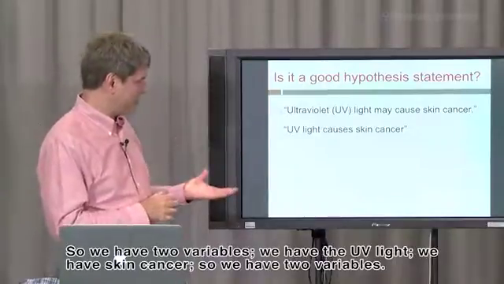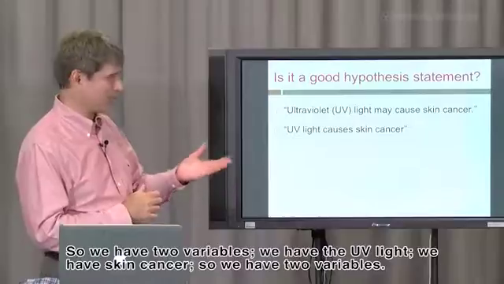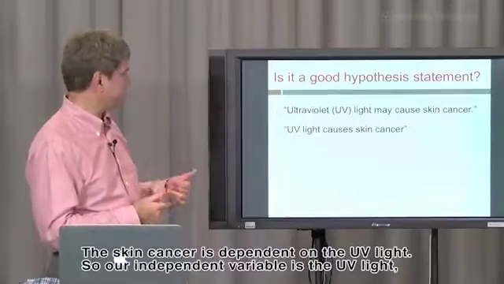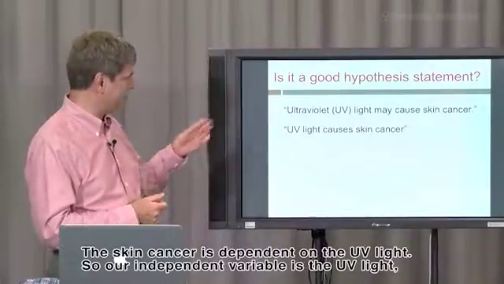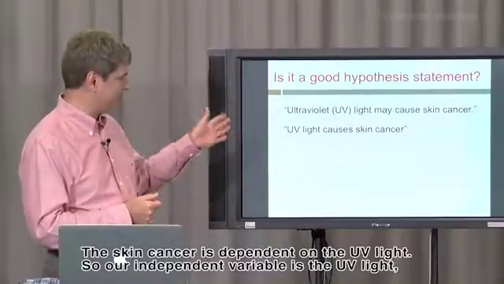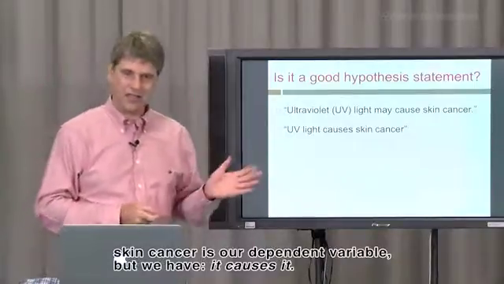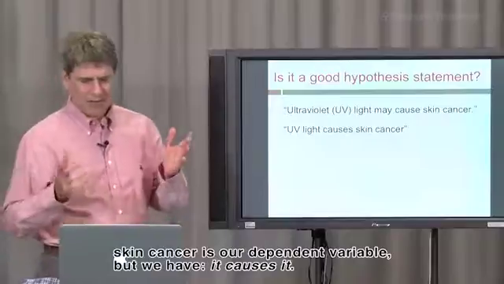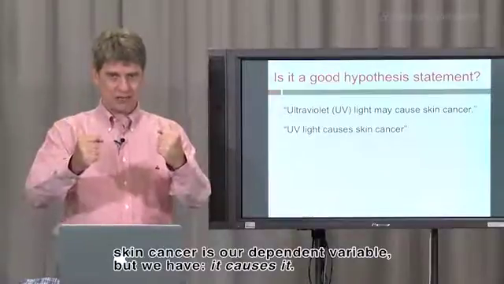So we have two variables. We have the UV light, we have skin cancer, so we've got two variables. The skin cancer is dependent on the UV light, so our independent variable is the UV light. Skin cancer is our dependent variable. But we have it, it causes it.